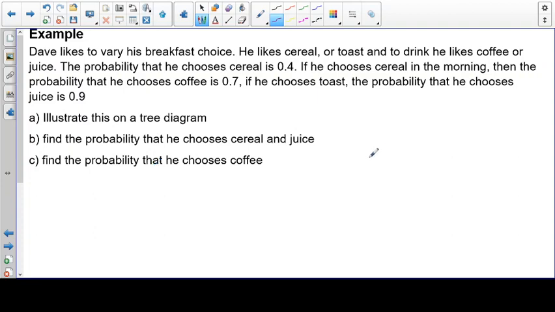Okay, so we have got his drink's choice is dependent on his food choice. So first, we're going to put the food choice. So the first set of branches is going to be for cereal or toast.